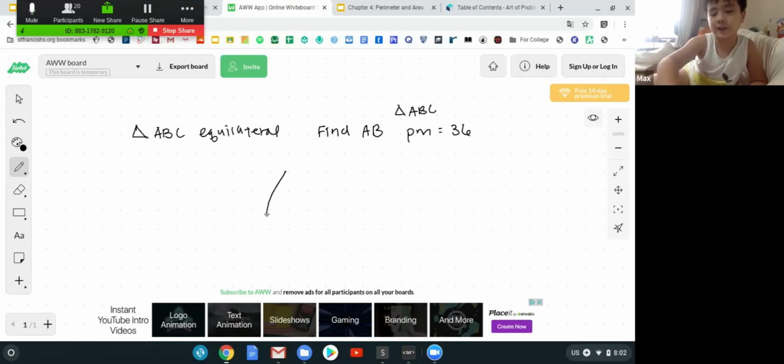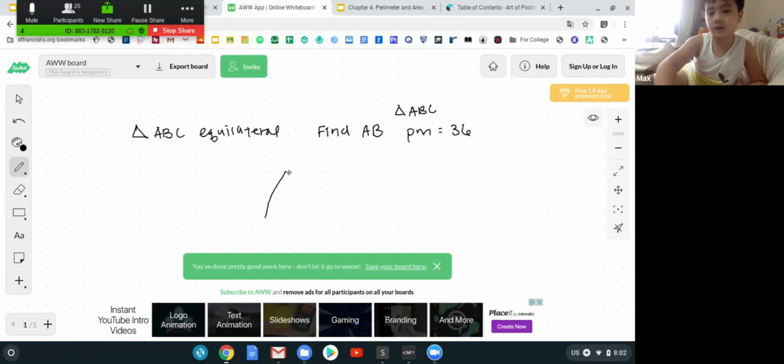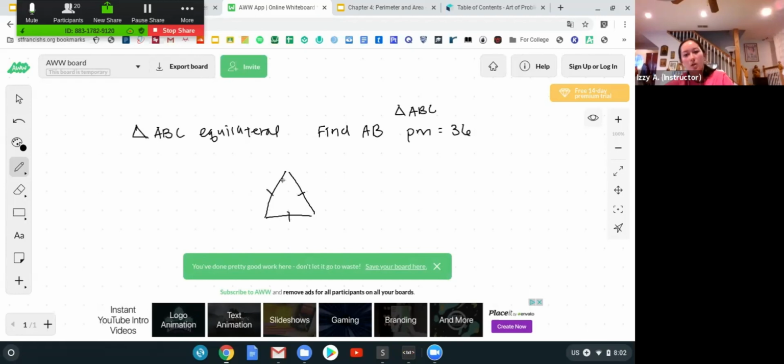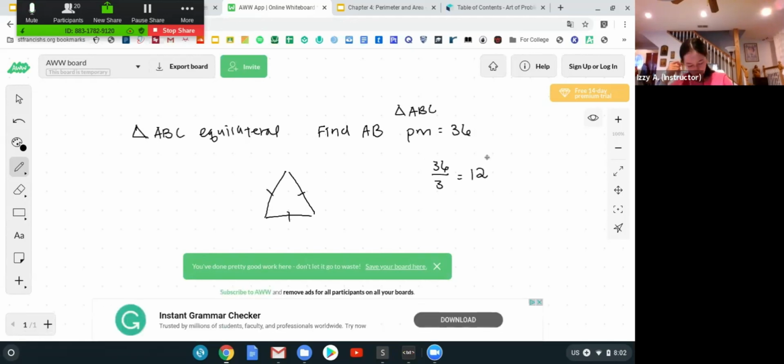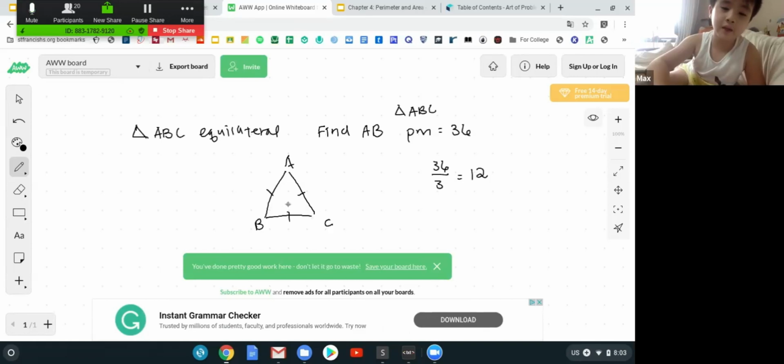So, okay, I think first we need to divide 36 by 3. Exactly. So we know that in an equilateral triangle, all the sides and angles are congruent. So then we want to divide 36 by 3 as Max said. So we are going to get 12. And if we were to label ABC, so that's AB equals.